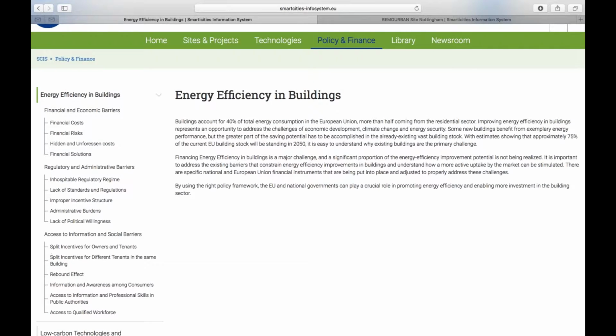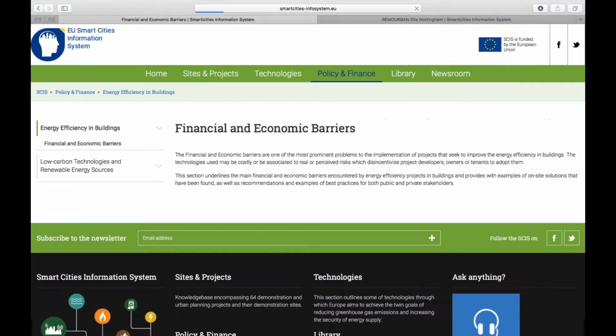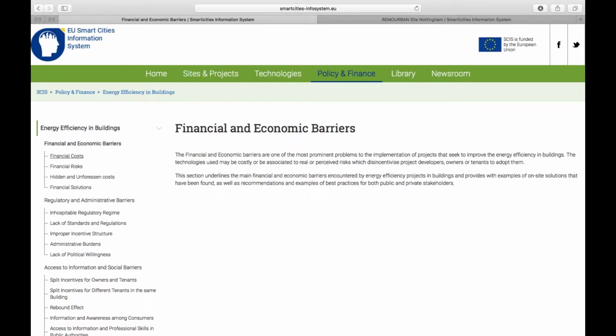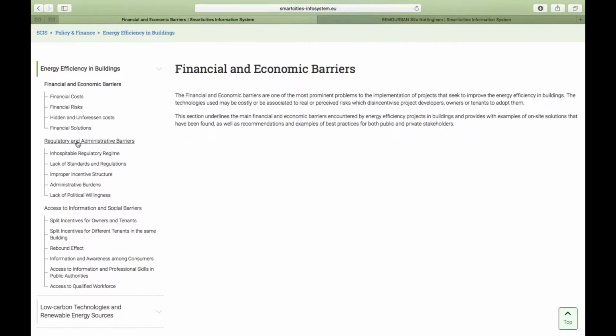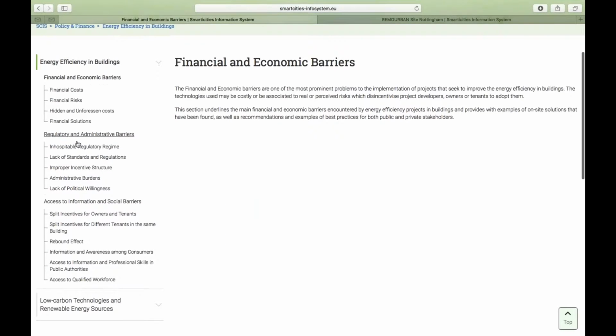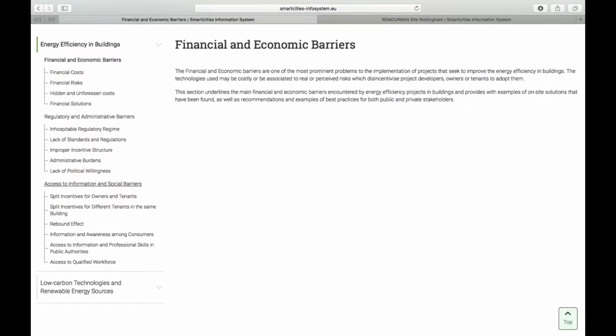So you will have a short description. This is not a literature review. We are not doing an economic research paper on financial and economic barriers, but we are describing a little bit what the problems are. So we have financial cost, financial risk, hidden costs, and then administrative and regulatory barriers. There are many issues there. Then we have access to information and social barriers. This is all the issues with the stakeholders and NIMBY, not in my backyard problems, and these kinds of things.